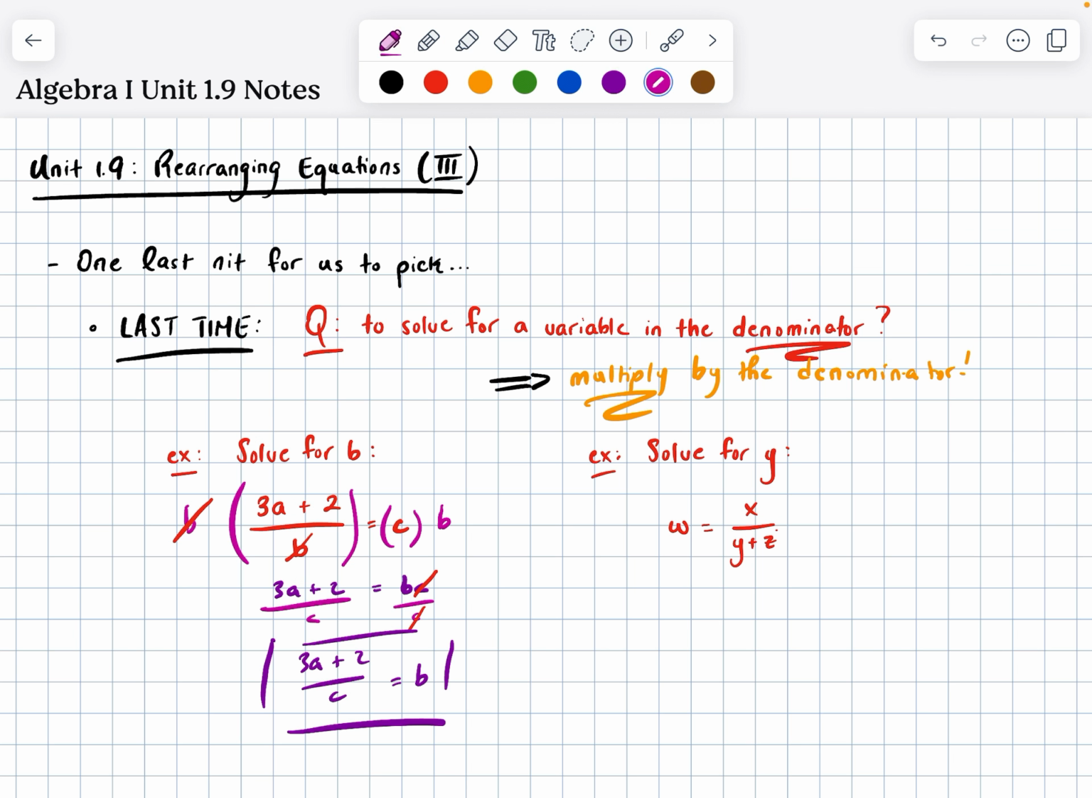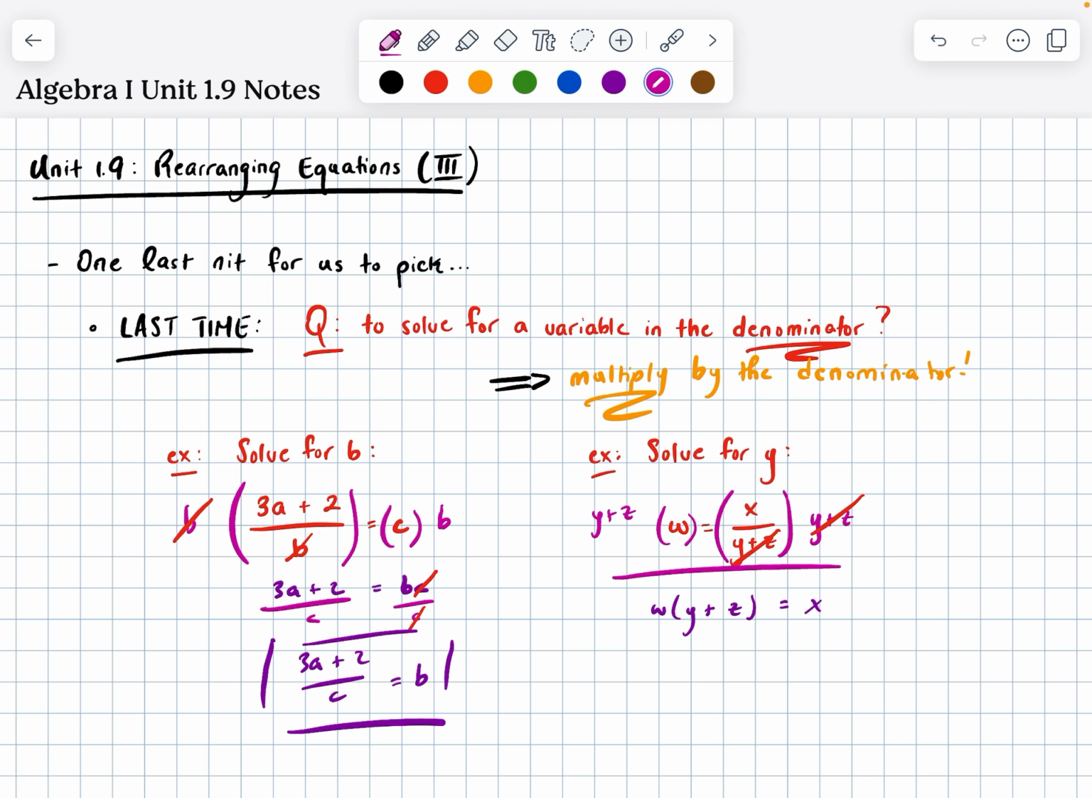Anyway, w equals x over y plus z. I want to solve for y. Again, same move here. Even though I have a y plus z, if I want to get a y out of the denominator, I should multiply by that entire denominator as we saw last time. So y plus z here is going to get multiplied on both sides. On the right side, they undo each other. So I get my goal. I no longer have a y in the denominator. I've got w times y plus z on the left, and then just x on the right.